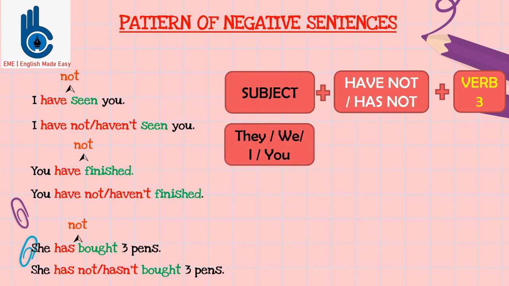For the subjects they, we, I, you, use have not or haven't.